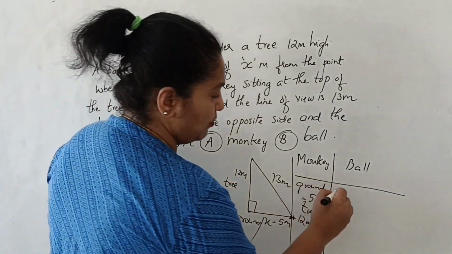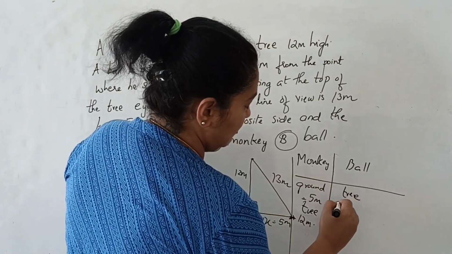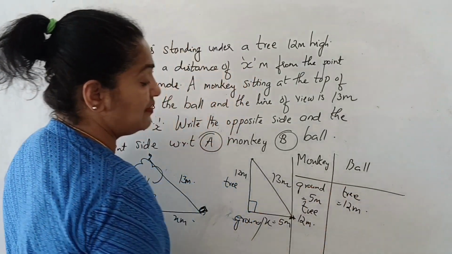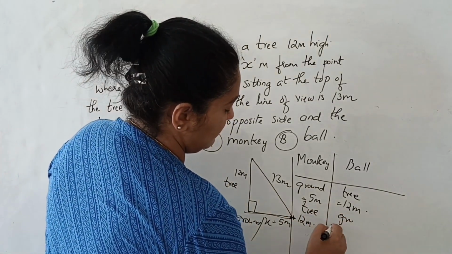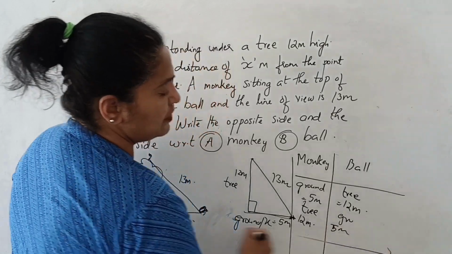Where is my ball? What is the opposite side for the ball? It is the tree, which is 12 meters. And what is the adjacent side for the ball? It is the ground, x, which is equal to 5 meters.